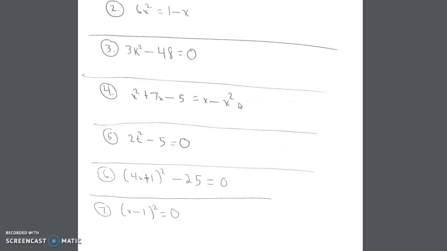Now there's number 6. And this is a plus sign. I kind of messed up the plus sign. This is (4x plus 1) squared minus 25 equals 0. But there's 6 and 7. And there's the letter X. And again, you're solving (x minus 1) squared equals 0 for number 7.